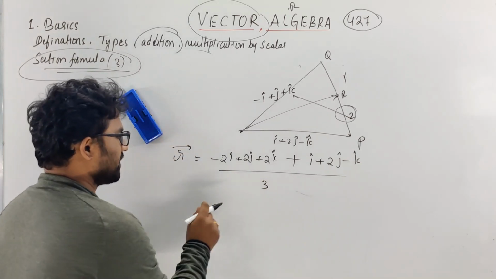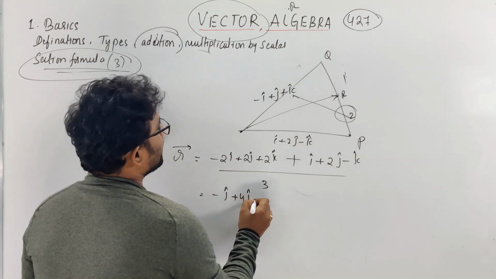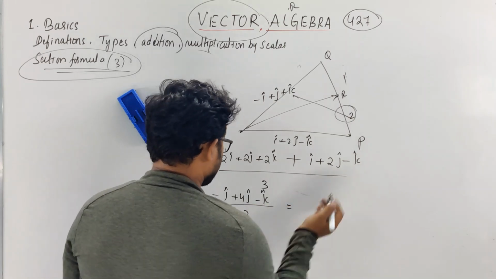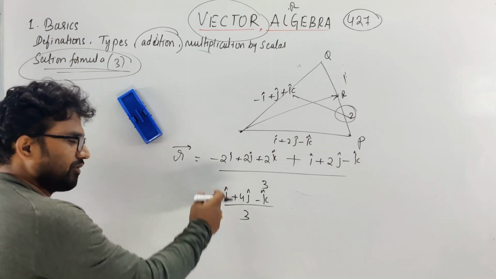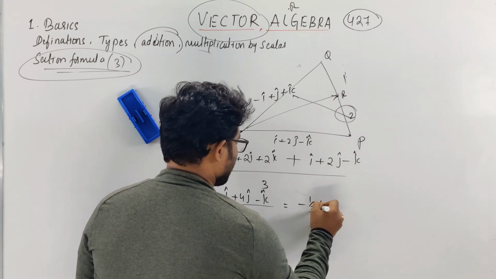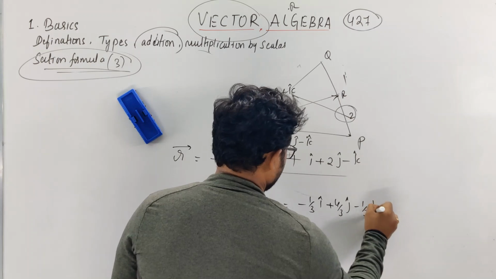This is the answer. If you want to go further, you can do it now: -i cap + 4j cap - k cap, divided by 3. So that's the answer you're going to get. You can write it like -1/3, 4/3 also. You can leave it here itself, or write -1/3 i cap + 4/3 j cap - 1/3 k cap.